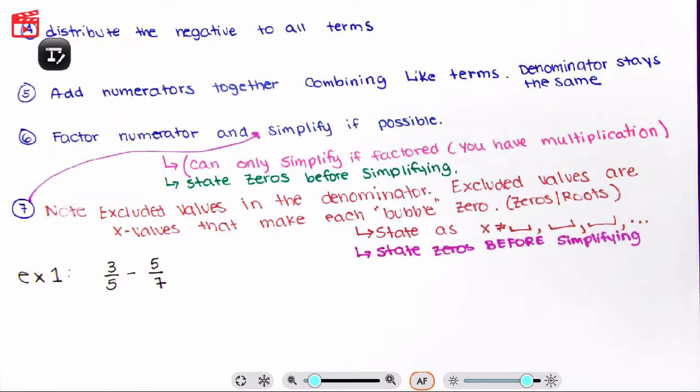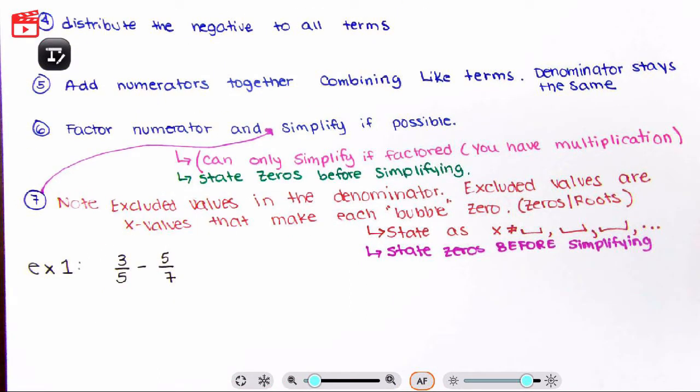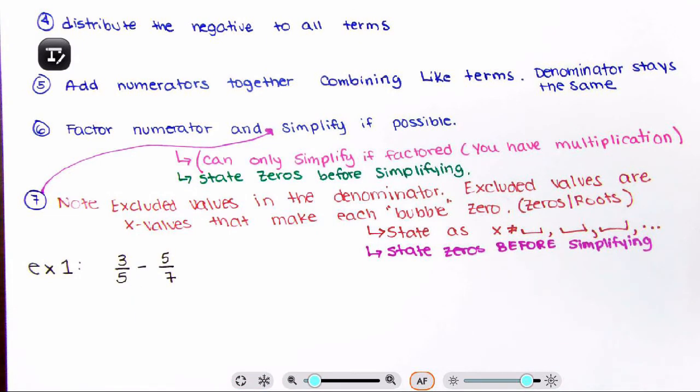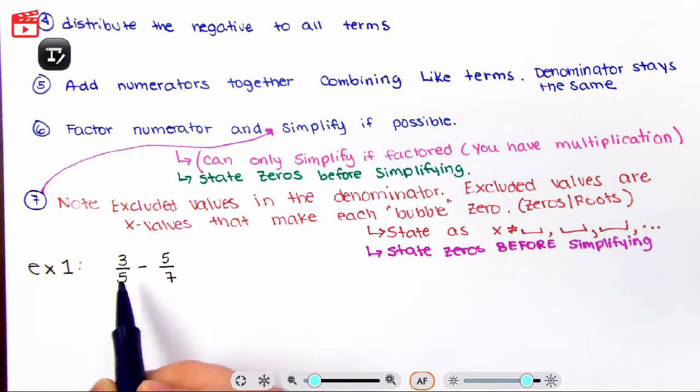So step number 1 is we're going to factor all denominators. Now I don't have anything to factor here and here because 5 and 7 are both prime. Now if I had a different denominator, let's say 6, then I could factor a 2 and a 3 out. But here we're going to go ahead and leave it as 5 and 7 because we cannot factor. And sometimes that will happen with your rational expressions as well. Sometimes the denominator is prime. So we have 5 and 7.